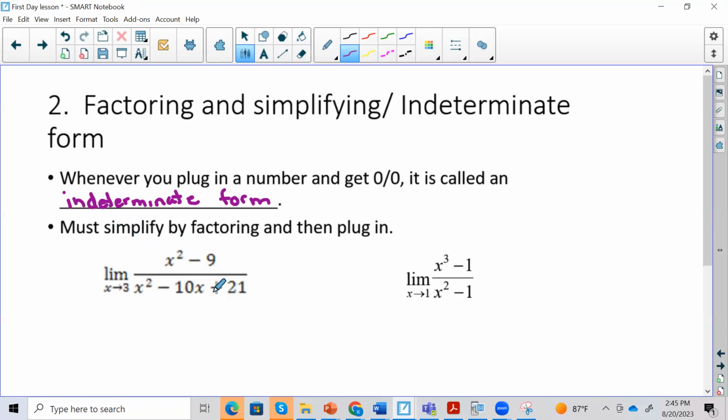So it doesn't mean that it's equal to 0. It doesn't mean it doesn't exist. It just means I don't know, and I have to do more work to figure it out.